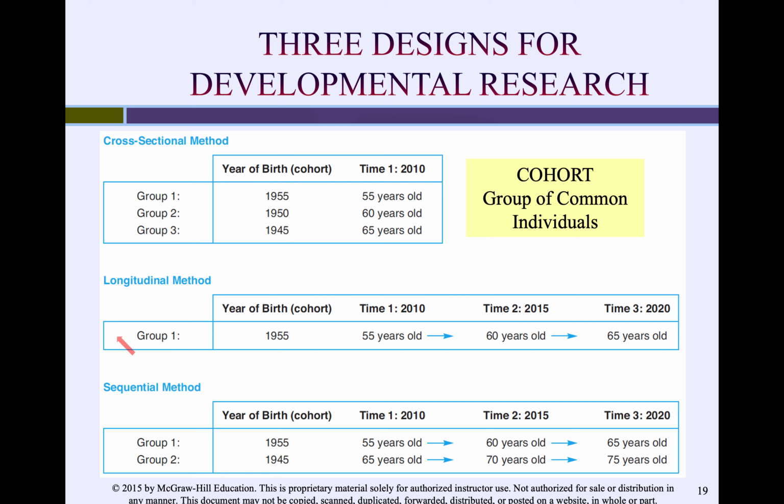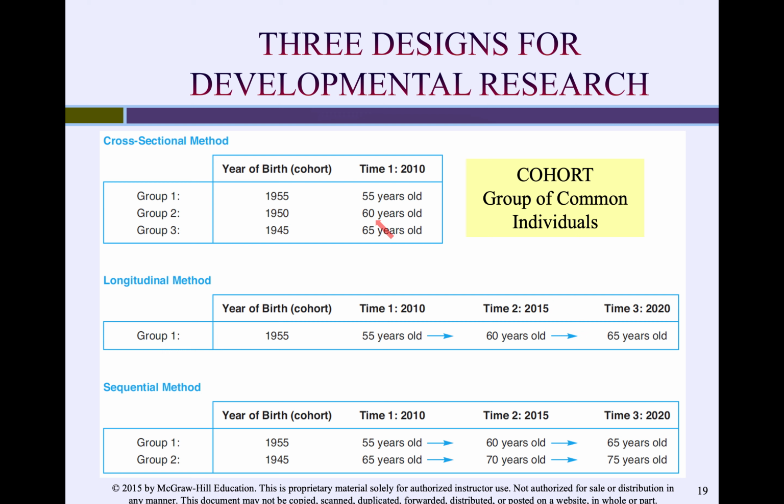Now, with the longitudinal method, you're only using one group. In this case, you might have a cohort of people that were born in the same year, 1955, and you assess them at time one when they're 55, at time two when they're 60, and at time three when they're 65 years of age. So this study takes a much longer time because you only have one group, and you literally are trying to look at these cognitive changes in adulthood over time, and it takes you 10 years to get this data. With a cross-sectional design, it actually only took you 1 year, or it could have just been 2 weeks.